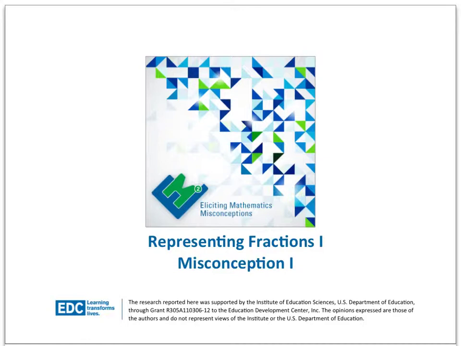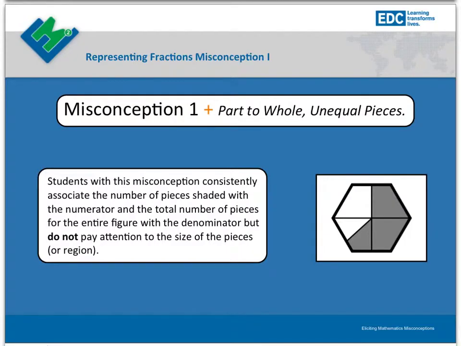Representing fractions 1, misconception 1. Students with misconception 1, part to whole, unequal pieces, consistently associate the number of shaded in pieces with the numerator and the total number of pieces with the denominator. They do not pay attention to the size of the pieces or the region.